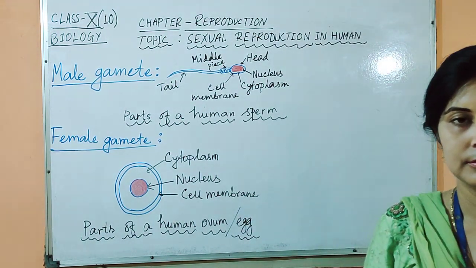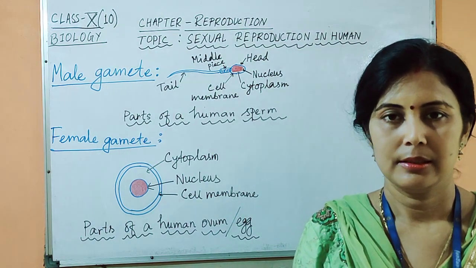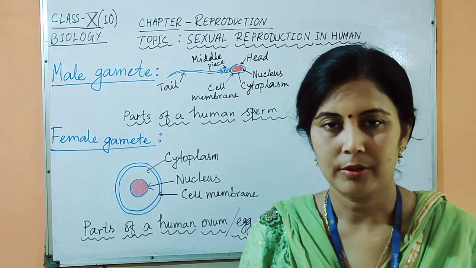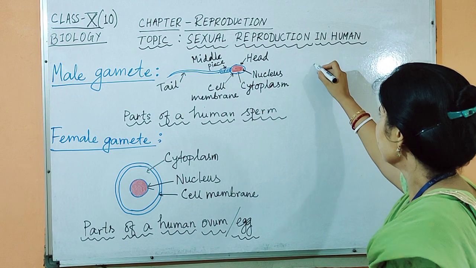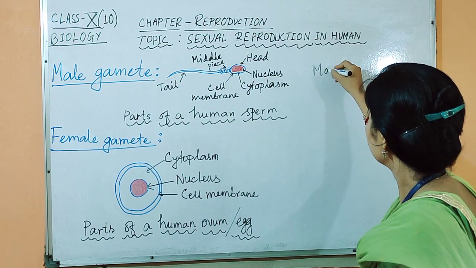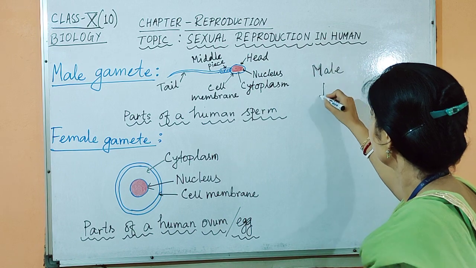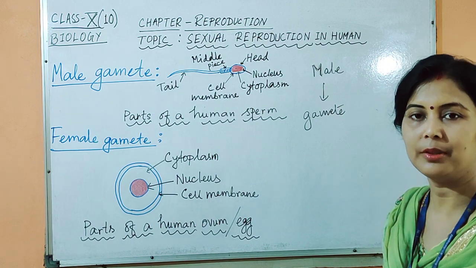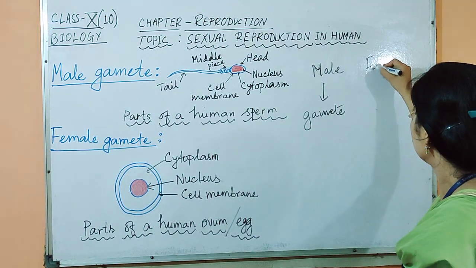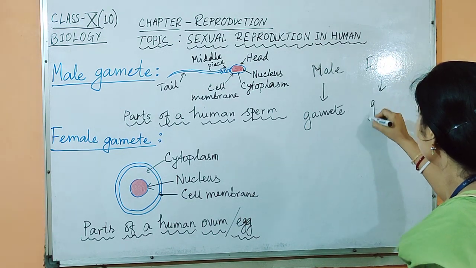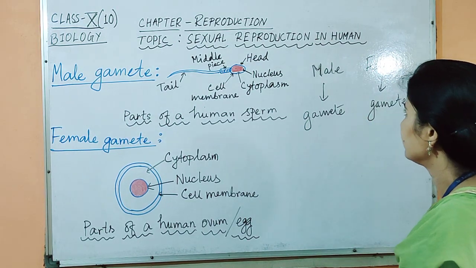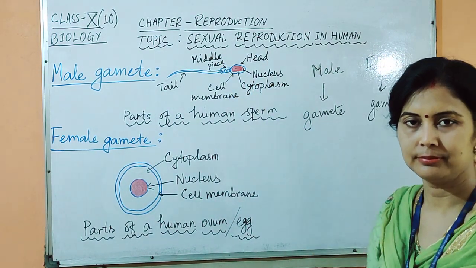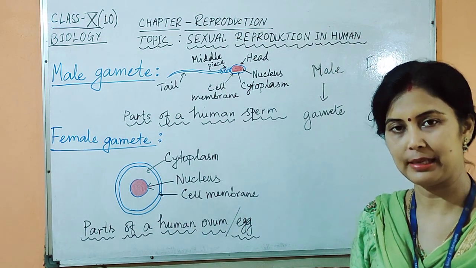Before we start, we should revise that sexual reproduction involves formation of gametes, male gametes from the male body and female gametes from the female body. Sexual reproduction involves fusion of these two. Fusion, the process is fertilization, right?